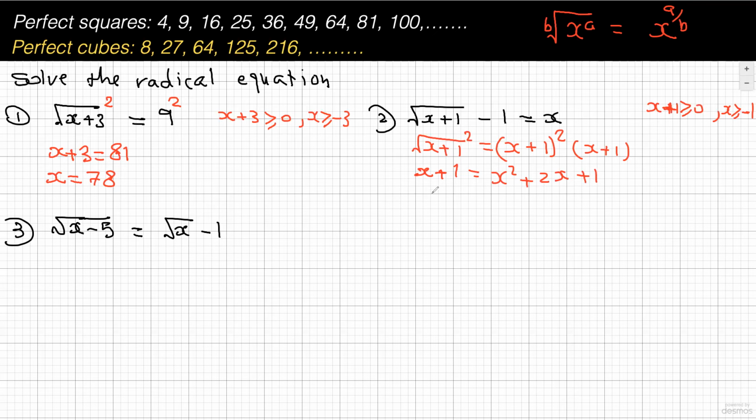Now move everything to one side, equate it to 0. So 0 equals x squared. When you move this to the other side, it's going to give you minus x. So 2x minus x just gives you plus x. And then when you move this one to the other side, it becomes minus 1. And that would be 0.